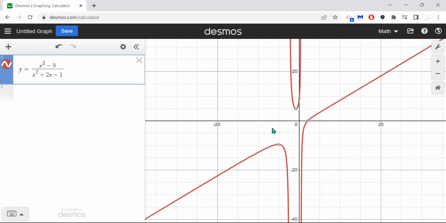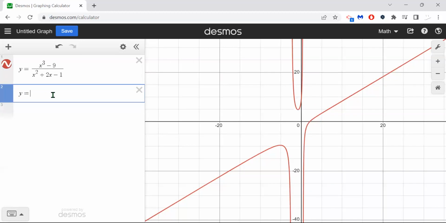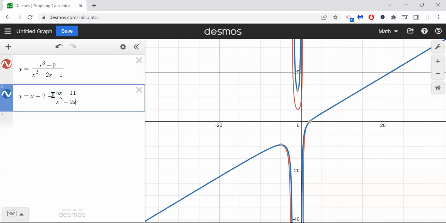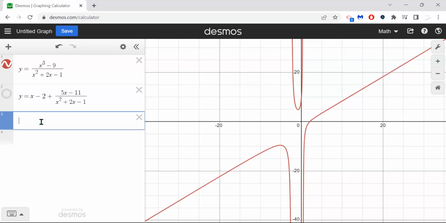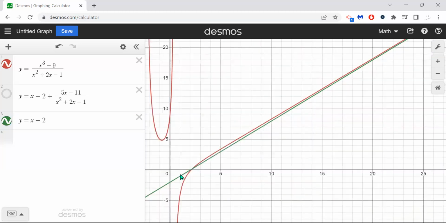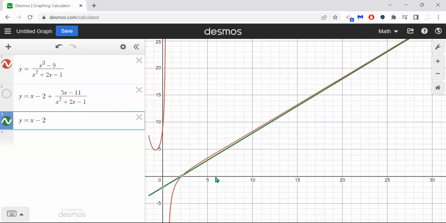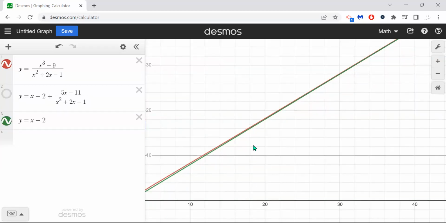Okay. So what you see is that there is a y equals to, this is equivalent to what we just found, x minus 2 plus the 5x minus 11 over x squared plus 2x minus 1. You see the blue and the red overlap exactly. The same. Y equals x minus 2. What do you see? Oh, it's a green line, which is the asymptote. Asymptote. Yeah, it's getting closer and closer towards it, but never exactly touching. Okay. Does that make sense? I hope it makes sense.